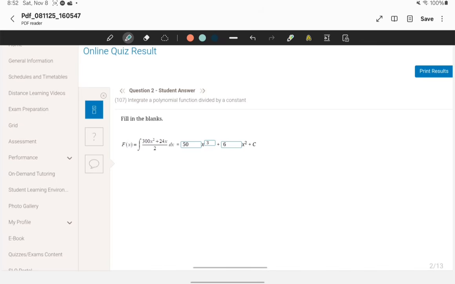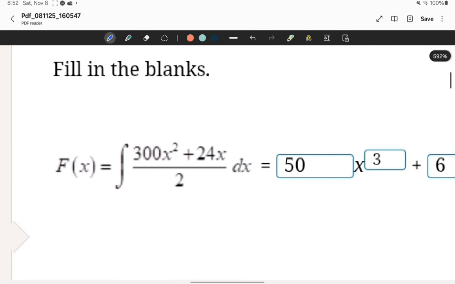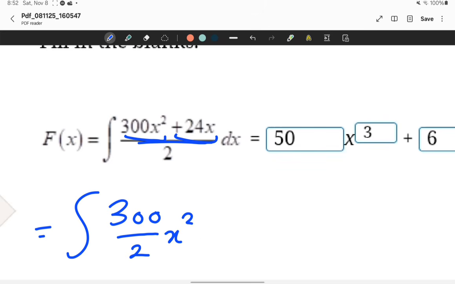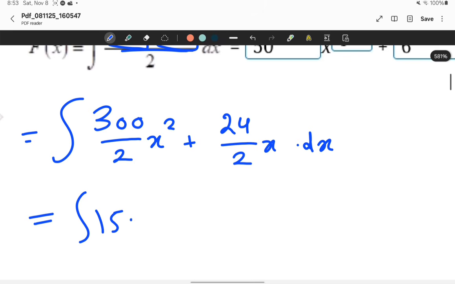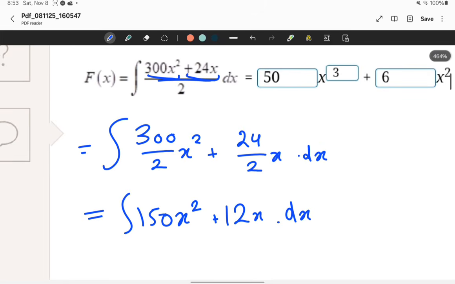Number 2. This question is showing what I mean by simplifying. So if you look here, this 2 is applying for both terms. It applies here and applies here. What I mean is that this is the same as saying 300 over 2x squared plus 24 over 2x on this dx. So that means this is the same as saying 150x squared plus 12x dx. This is a lot easier to integrate now that we got it into this form.